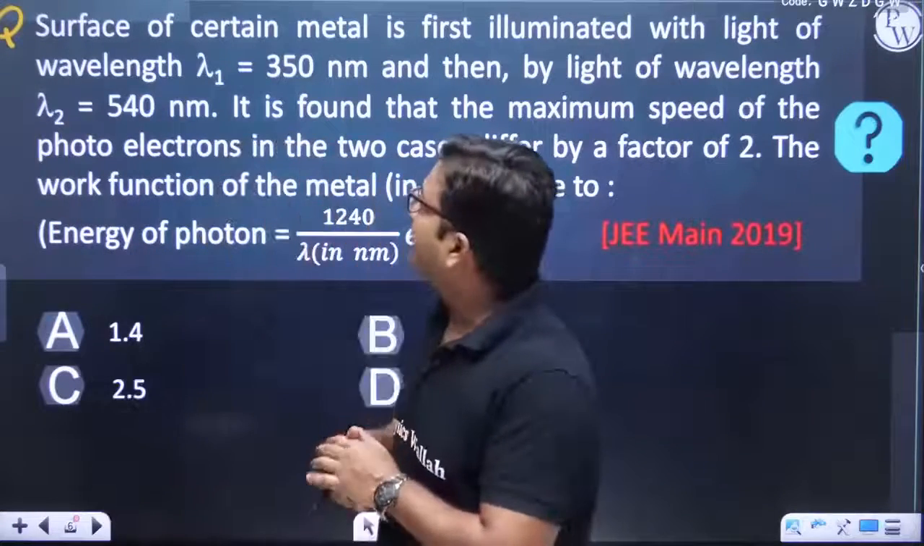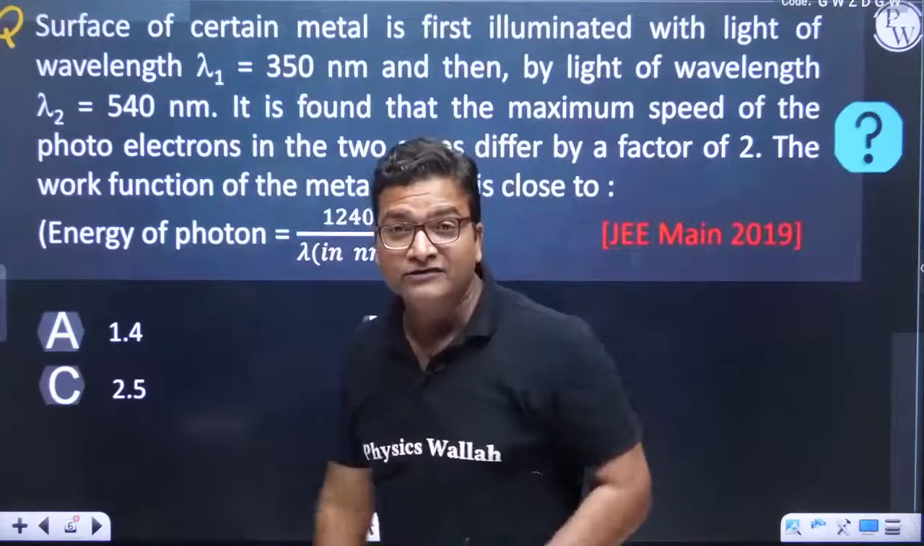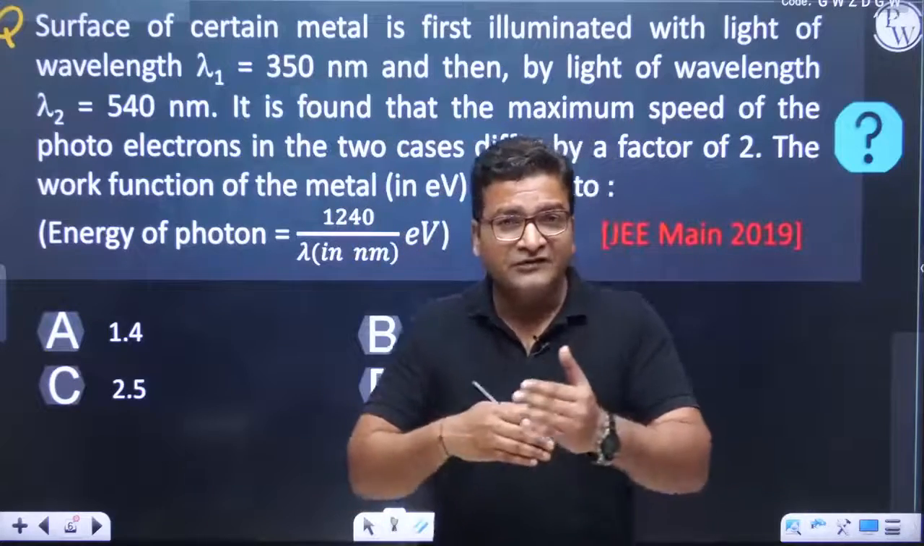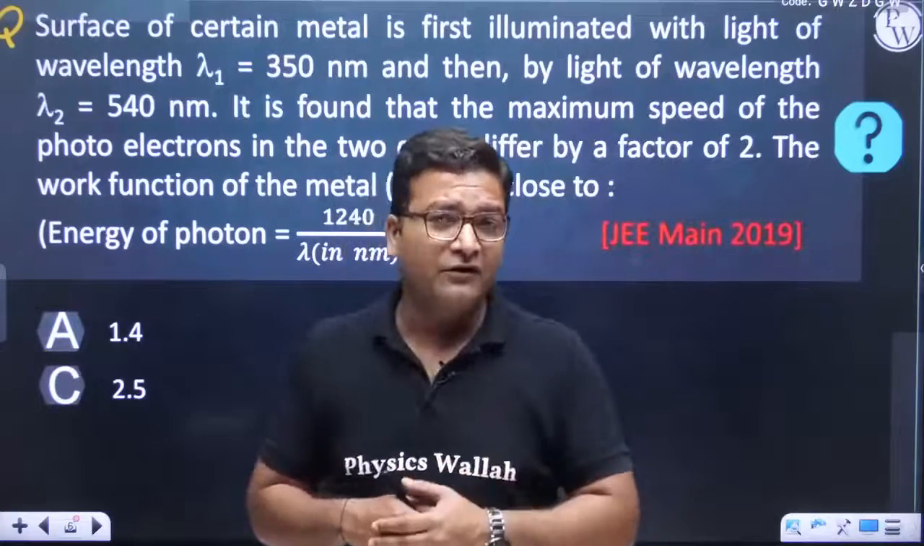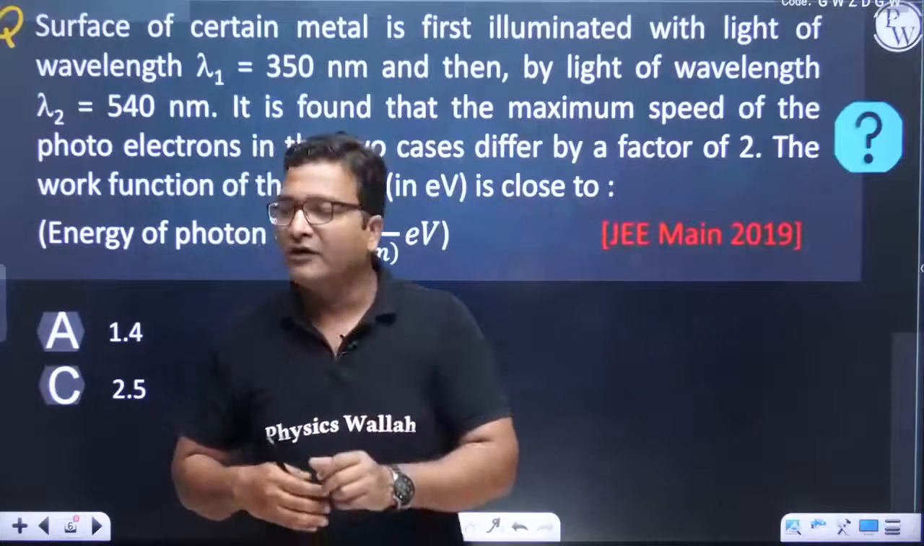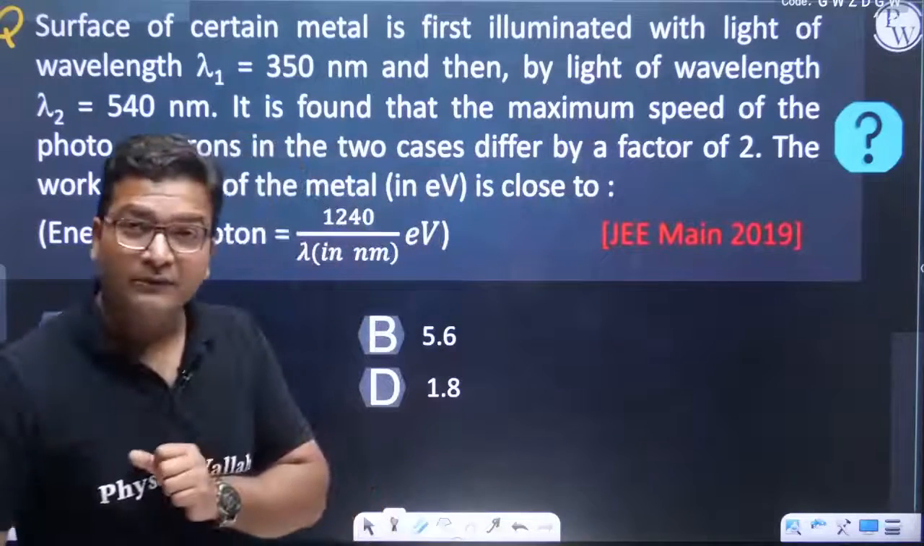Obviously, in the initial case when we have less wavelength, we have higher energy of photons. So the speed of the maximum energetic electron can be assumed to be 2v, but in the next case it would be v, because the ratio is 2. So let me write Einstein's equation twice.